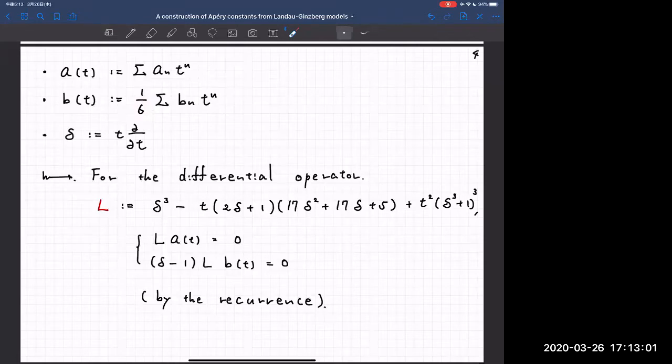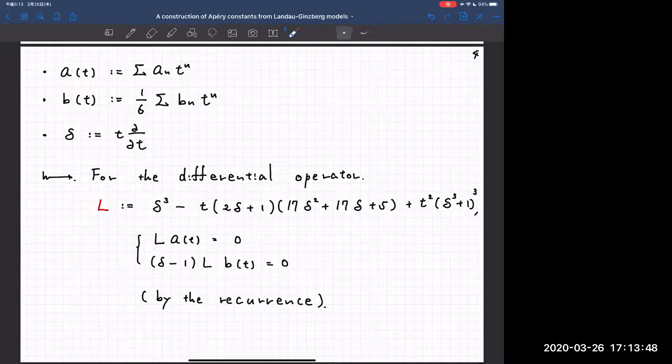And for the differential, instead of the usual differential, I want to consider the log version of the differential. So delta means t times d by dt. Then the recurrence turns into a differential operator L, defined by delta cubed minus t times (2 delta plus 1) times (17 delta squared plus 17 delta plus 5) plus t squared times (delta plus 1) cubed. Then the recurrence implies that if we apply this differential operator to A(t), which is a function, then L A(t) equals 0.